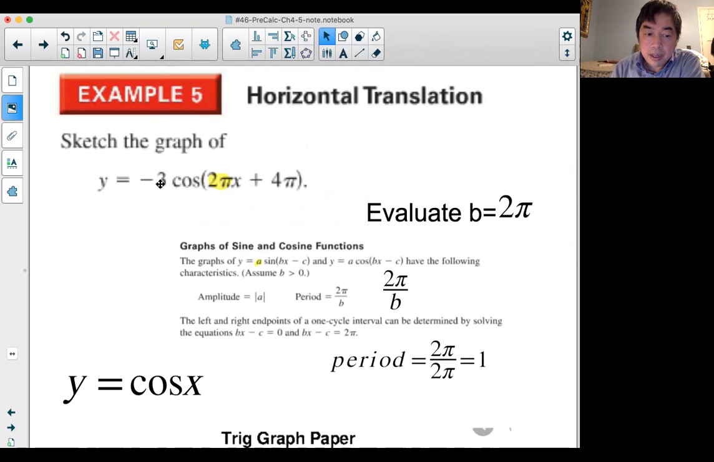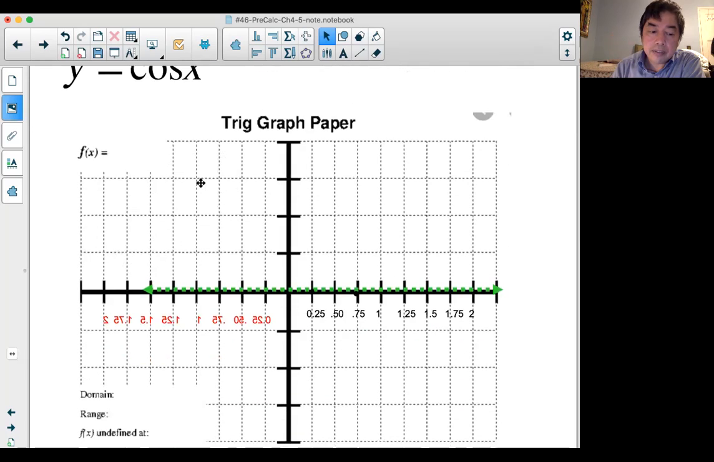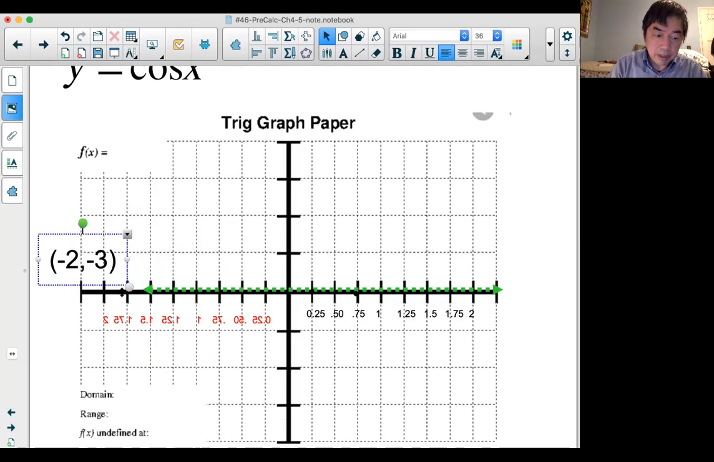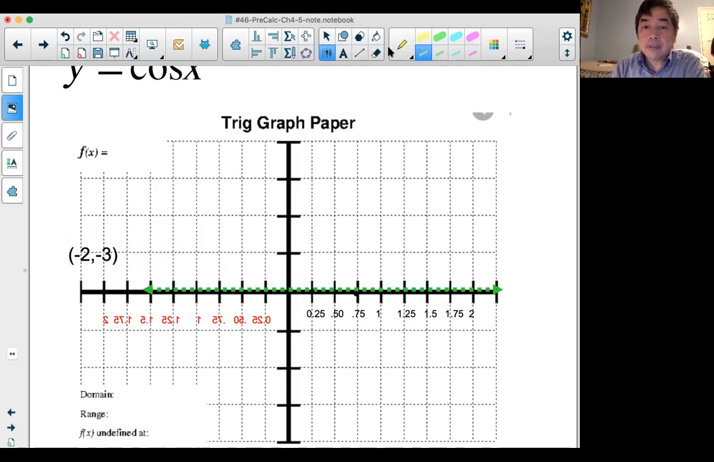And since the cosine parent function is 1, 1 times negative 3 is negative 3. So negative 2, negative 3 is the first one I have to think about. So let me see. Negative 2, negative 3 is going to be the first number to come out here. Okay? So let's write down negative 3.